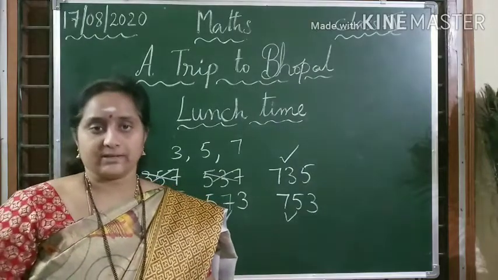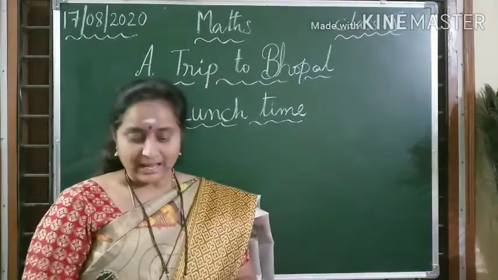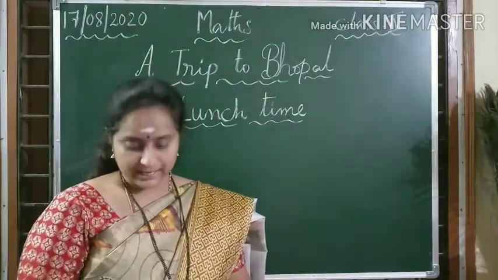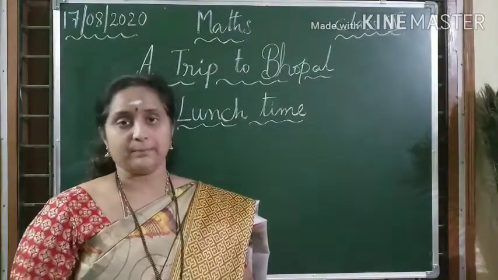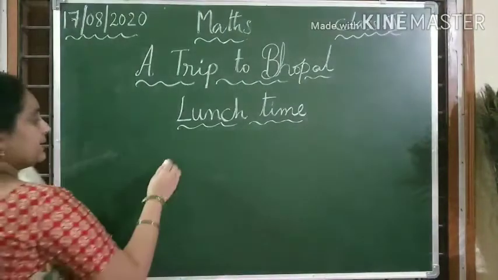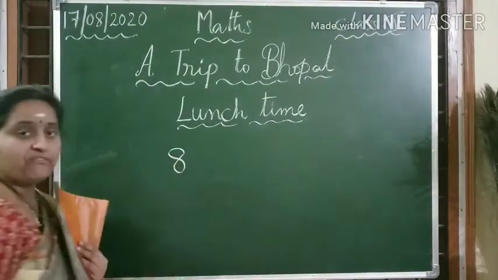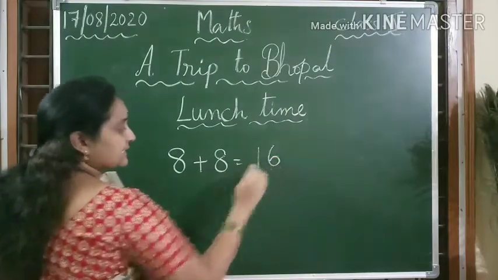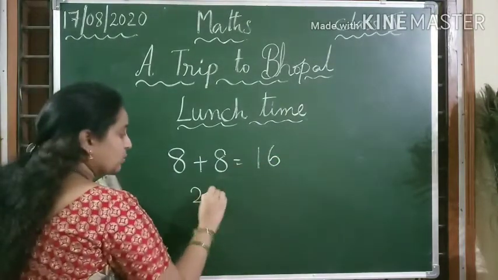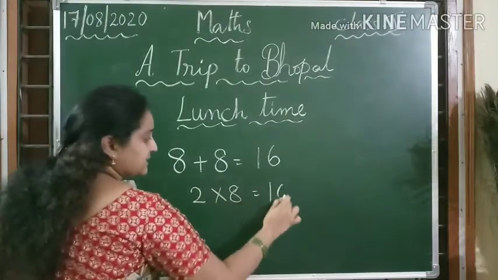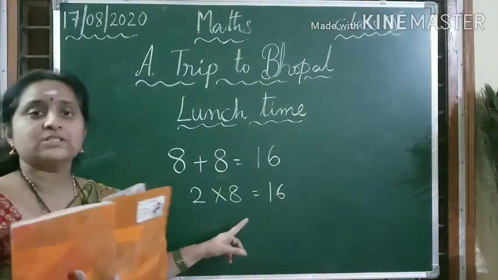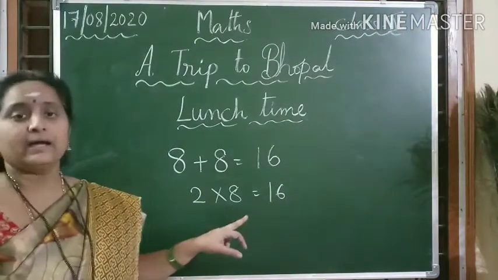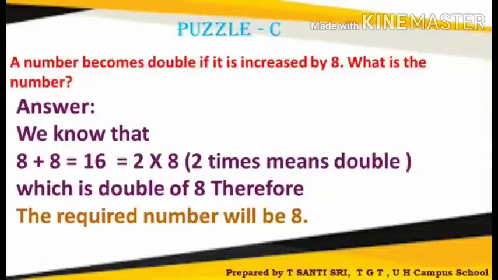Let us see another one. A number becomes double if it is increased by 8. What is the number? Here a number becomes double when we add 8 to 8, we will get 16. That means 2 times 8 is 16. 2 times is nothing but double of the number. So what is the required number here? 8 is the required number.